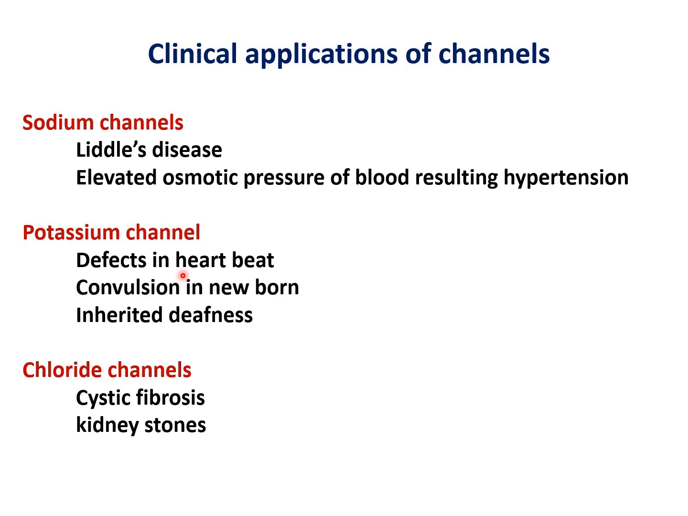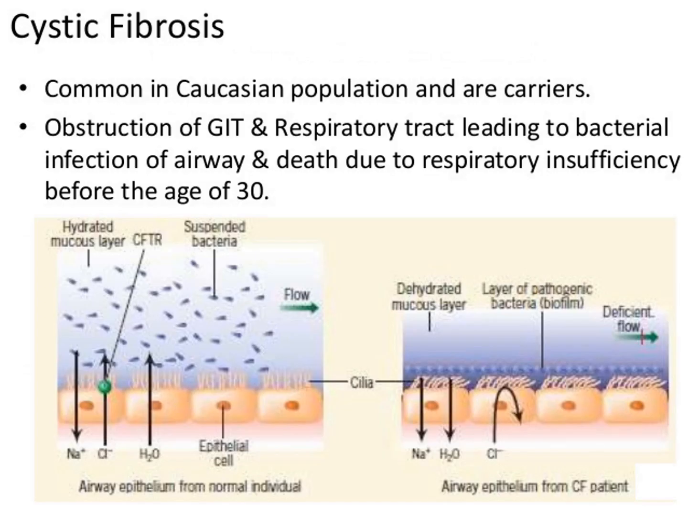Potassium channel defects cause heartbeat problems, convulsions in newborns, and inherited deafness. Chloride channel defects cause cystic fibrosis and kidney stones. Cystic fibrosis mostly happens in Caucasian populations, and they are carriers. It causes obstruction of the GIT and respiratory tract, leading to bacterial infections of the airway and death due to respiratory insufficiency before the age of 30.